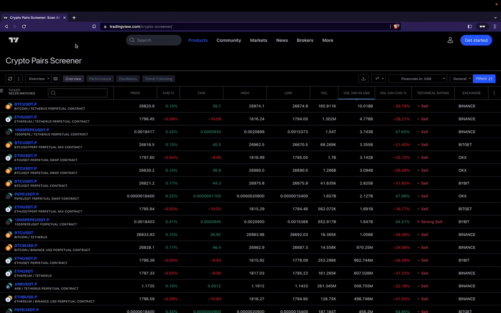In this lesson, we're going to look at the TradingView Crypto Pairs screener in real time and break down the principles from the previous lesson to show you how to scan and filter in the easiest way. So when you open the pair screener, it's going to look like this.